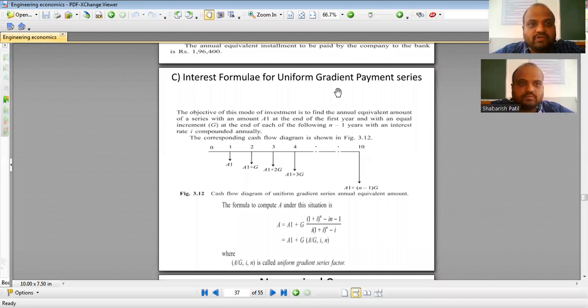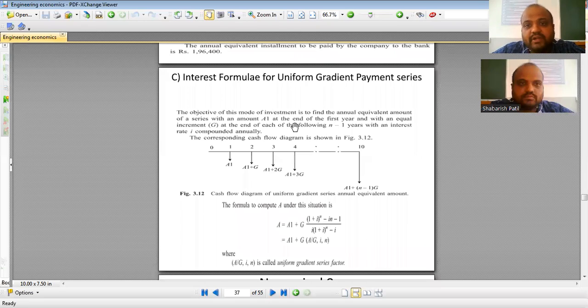Welcome you all to the new session, where I will be dealing with interest formula for uniform gradient payments. In the last session, we discussed interest formula for single payment and interest formula for equal payments.